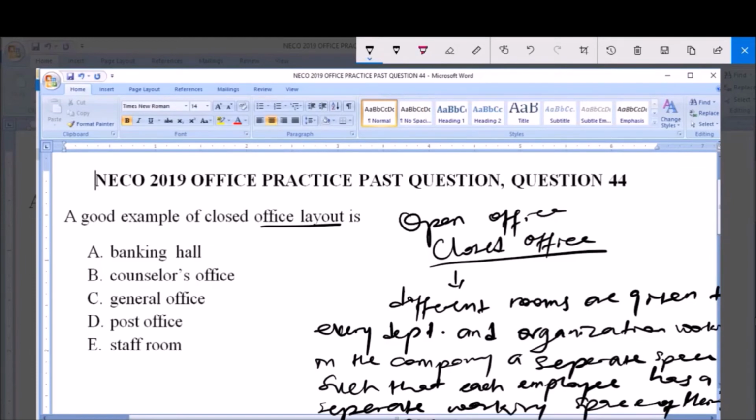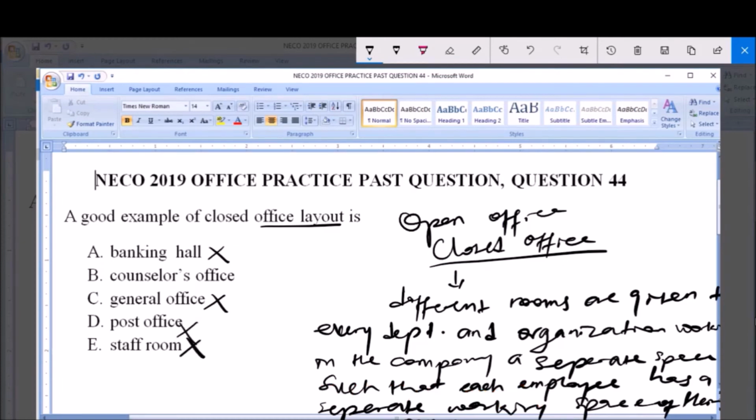But in a closed office layout, each worker or each employee has their own separate working space. Now the question says a good example of a closed office layout is, and A says banking hall. Banking hall is an example of an open office layout. It is not a closed office layout. C says general office. General office, like we know from the word, is not a closed office layout, it's an open office layout, because the employees share a general space, the same working space. Likewise, post office is not a closed office layout, and even the staff room is not a closed office layout.